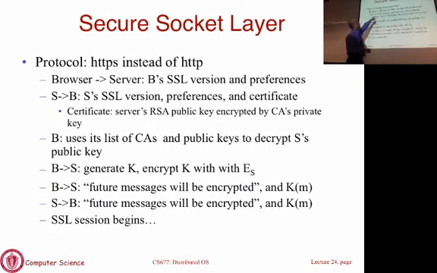So first the browser is going to tell the server, I support this SSL version and these are some preferences I have, because there is version 1 and now there's version 2 and so on. So you have to say, I want to use SSL and this is the SSL version I can support. The server is going to reply back saying, okay, I will use this version. Hopefully it's the same version that the client wants to use, and it will provide a certificate.